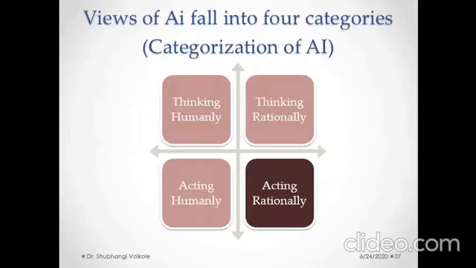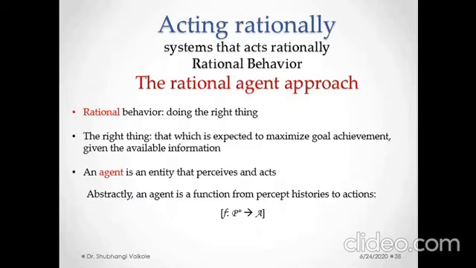Now, the next categorization of AI is acting rationally. Computational intelligence is the study of the design of intelligent agents. AI is concerned with intelligent behavior in artifacts. So for acting rationally, we can give the example of the rational agent approach. Rational behavior means doing the right things. The agent which does the right things is called the rational agent.